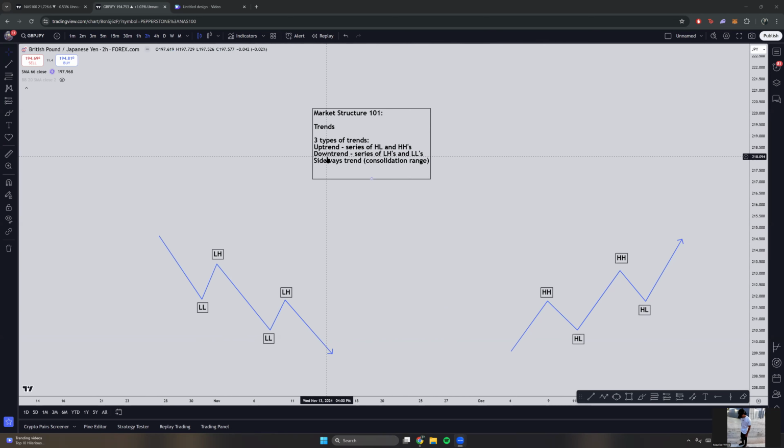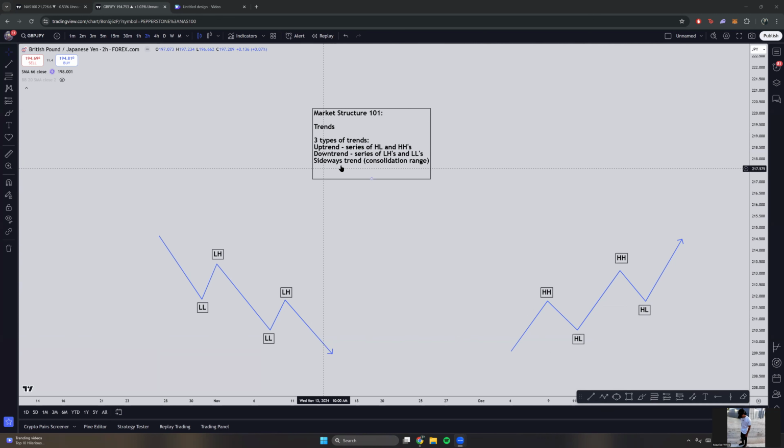And in uptrends, we have a series of higher highs and higher lows. When the market is trending up, it will continuously make new highs and new higher lows until structure is broken and we have a transition or reversal in the market.